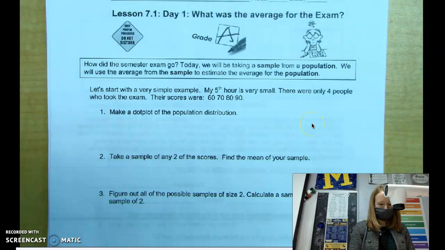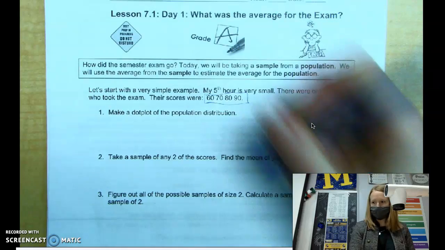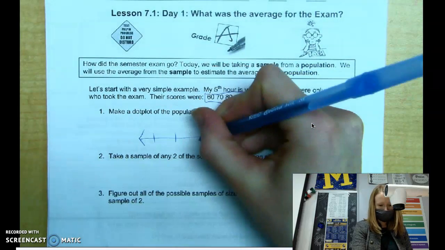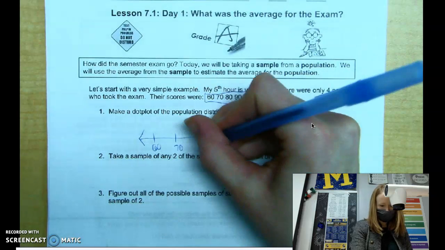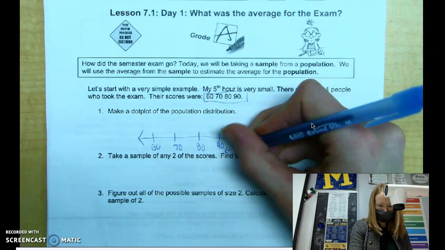Distribution. We have 4 scores. So remember, if these are my scores, every good dot plot has a number scale that counts by the same amount. This should be a pretty easy number scale to write down, right? These are all my exam scores.